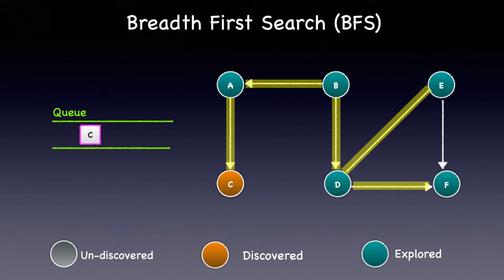The last undiscovered element in the queue is node C. C does not have any neighbors, and we'll pop that off the queue and mark it as explored. Our queue is now empty. And with that, we have completed our breadth first search algorithm.